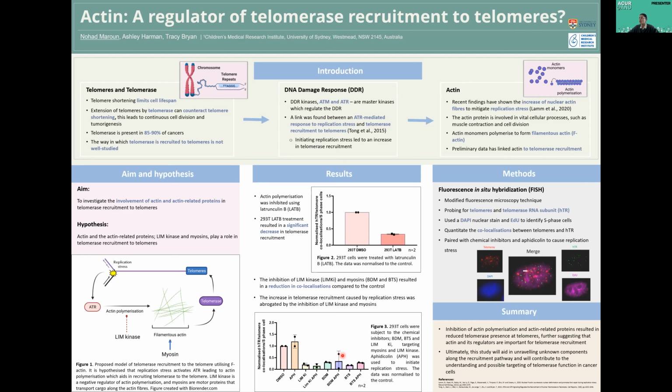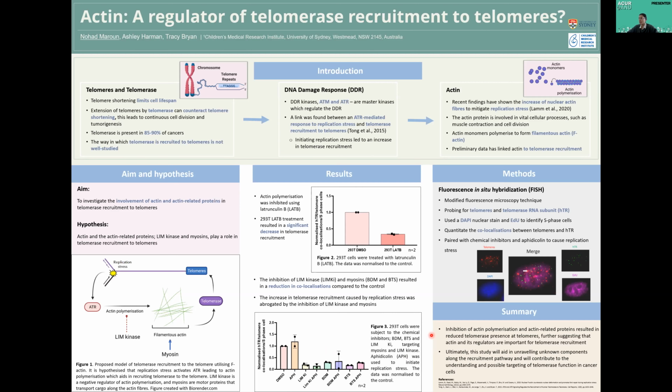So we can conclude from these results that the actin-related proteins, LIM kinase and myosins do play a role in telomerase recruitment to telomeres. So overall, the inhibition of actin polymerization and the actin-related proteins resulted in reduced telomerase presence at telomeres, which suggests that actin and its regulators are important for telomerase recruitment.